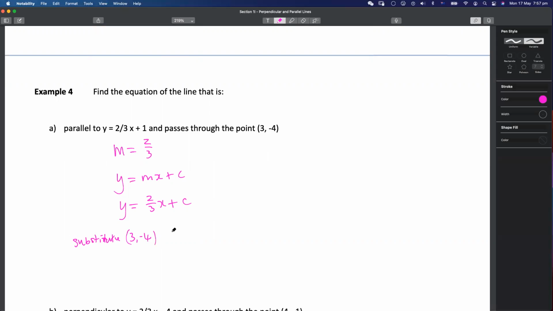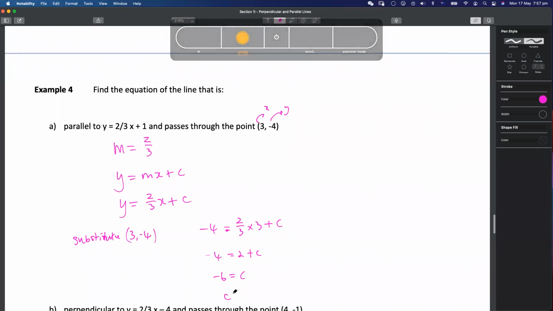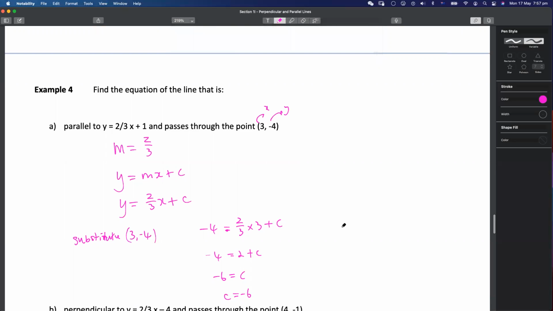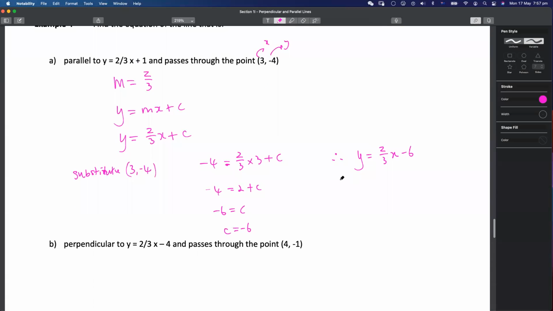Which means the x and y coordinates satisfy this relation. So -4 is equal to 2 over 3 times 3 plus c. We could solve for c. So -4 is equal to 2 plus c. And take away 2 for both sides. -6 is equal to c. Okay, c is equal to -6. So therefore the equation is y is equal to mx plus c. M is 2 over 3, x plus c. C is -6. So y is equal to 2/3 x minus 6.